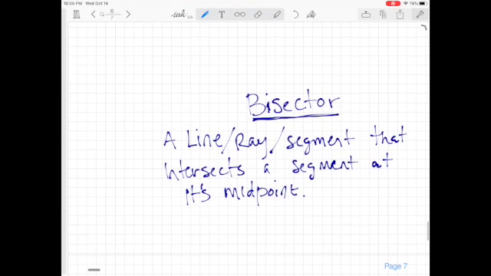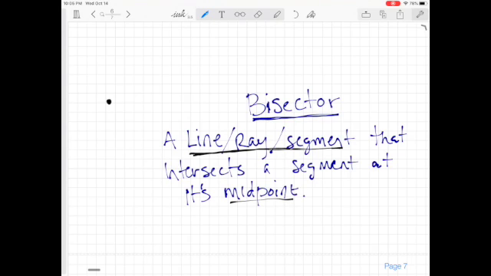So the bisector, on the other hand, is a little different. The bisector is not a point, but it's a line, ray, or another segment. That's kind of the big difference. It intersects a segment at the midpoint.